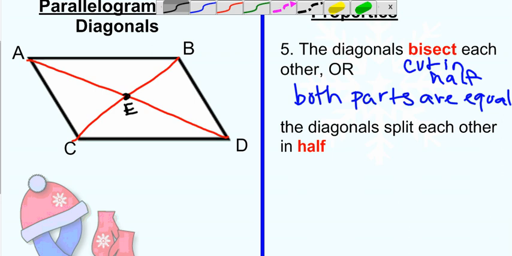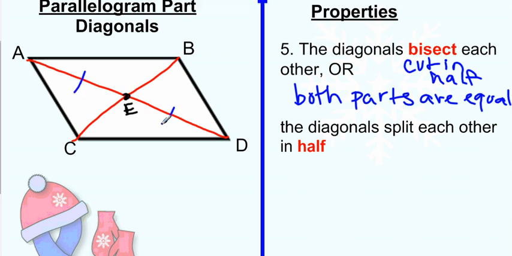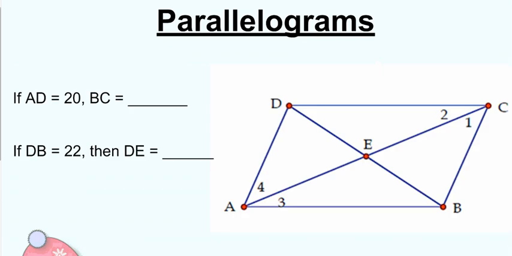Okay, so what actually ends up happening is AE is going to be congruent to ED, and CE is congruent to EB. Okay, ED is not congruent to CE. That's going to be a property of a different quadrilateral, but for parallelograms, the diagonals will bisect each other. Okay, so let's look at some examples.